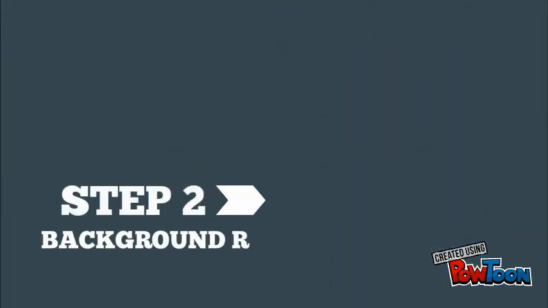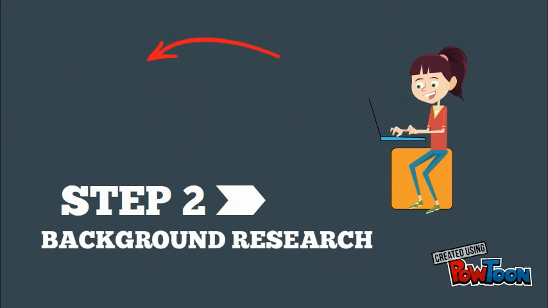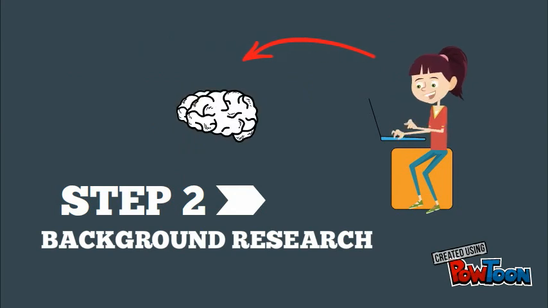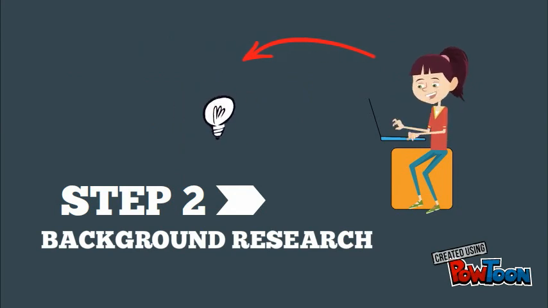Step 2 is to do background research. You want to research your topic so you can understand more about it. Make sure you understand what your experiment is about and why you are even testing it in the first place.